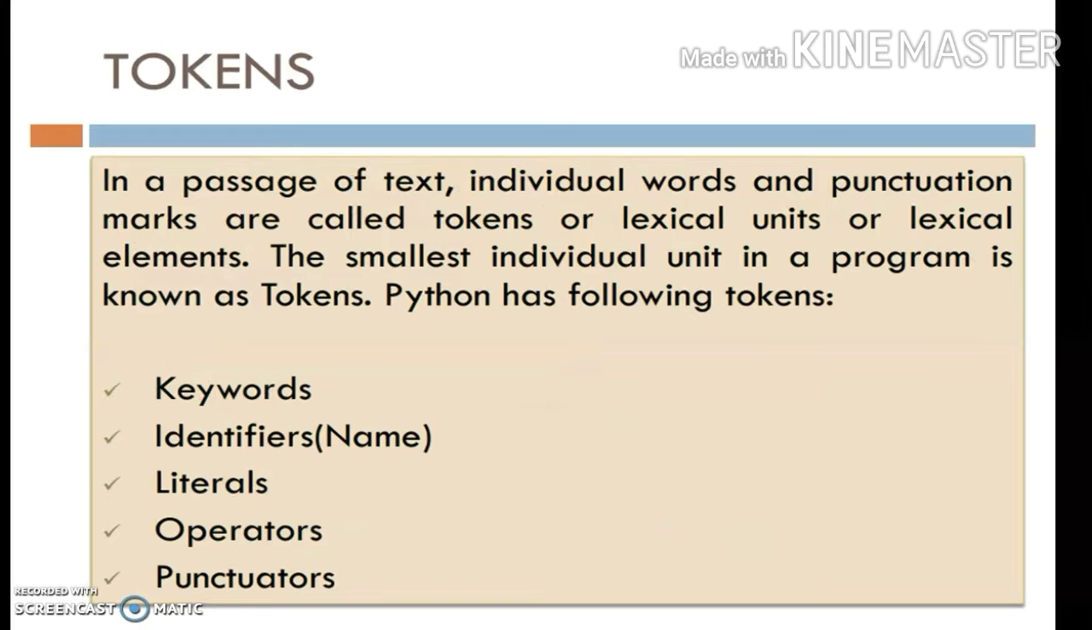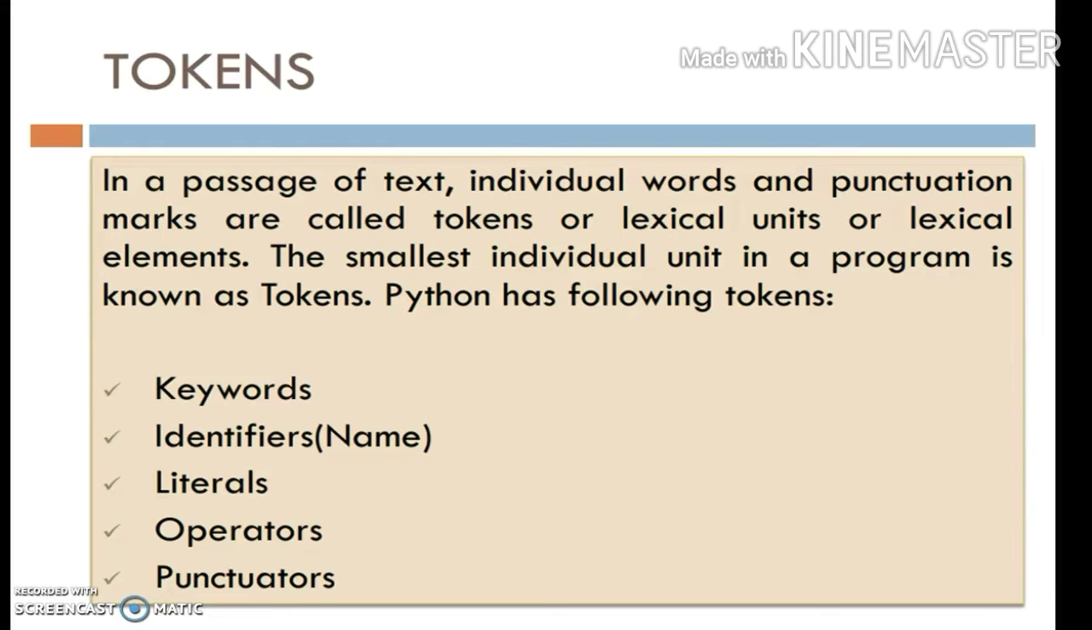Okay. Next one is tokens. See children, these tokens are also called lexical units or lexical elements. The smallest individual unit in a program is known as a token. This is the definition for tokens. The different types of tokens are keywords, identifiers, literals, operators and punctuators.